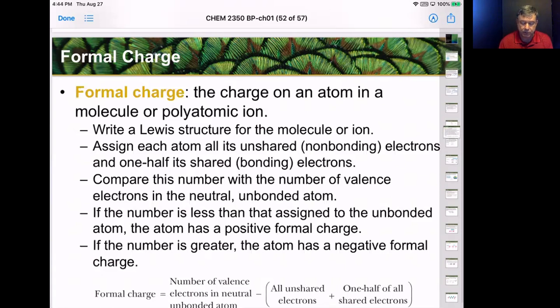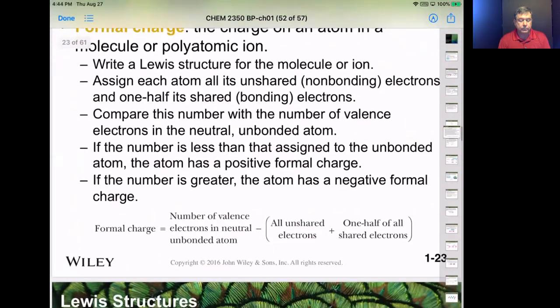It's a very simple equation, but it's a very important one, where our formal charge is equal to the number of valence electrons of that neutral unbonded atom. So this is that A number that's on the top of the periodic table. So for carbon, it's equal to 4, okay? Then we subtract from that all unshared electrons. So these are lone pairs. Think of these as lone pairs.